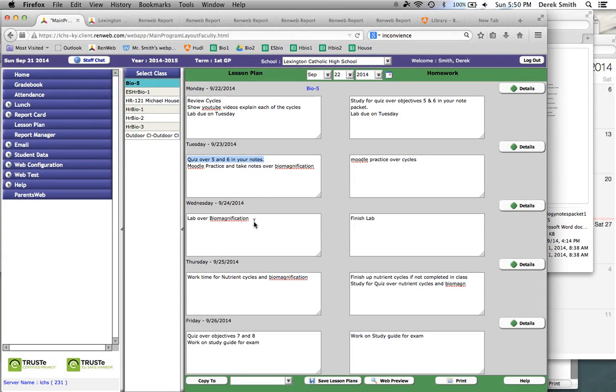We're doing a lab over biomagnification on Wednesday. And it looks like we're going to have another quiz over objectives 7 and 8 on Friday of this week. So we have 2 quizzes this week, but this material, if they're doing their packets on Moodle, those packets where they get to choose their ecosystem, they can work on that stuff, and they should be doing okay if they're checking their answers, making sure they're doing their work properly.